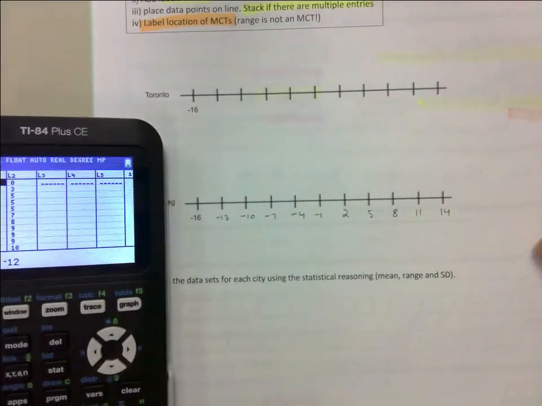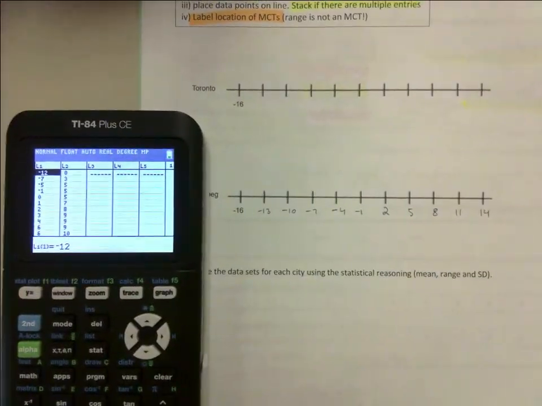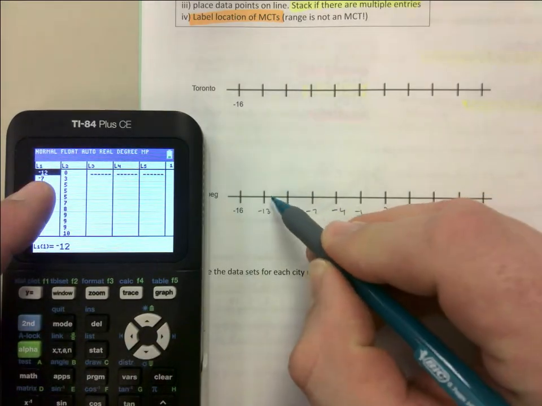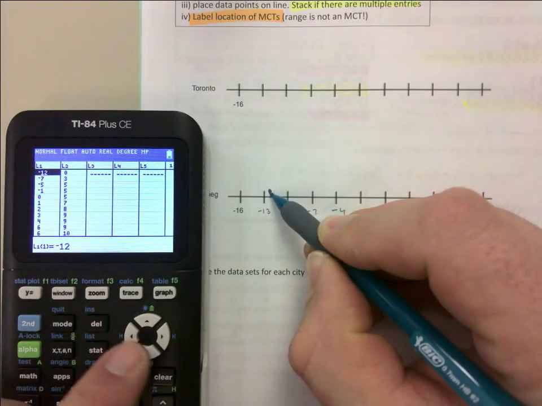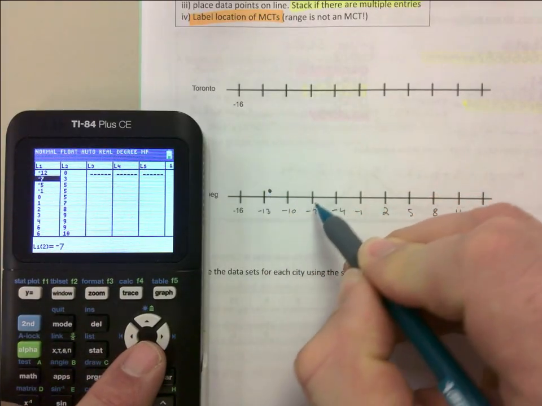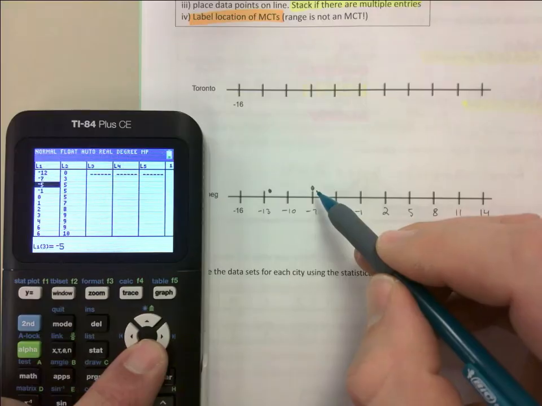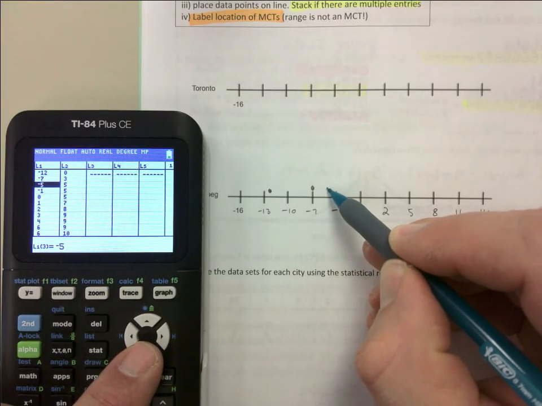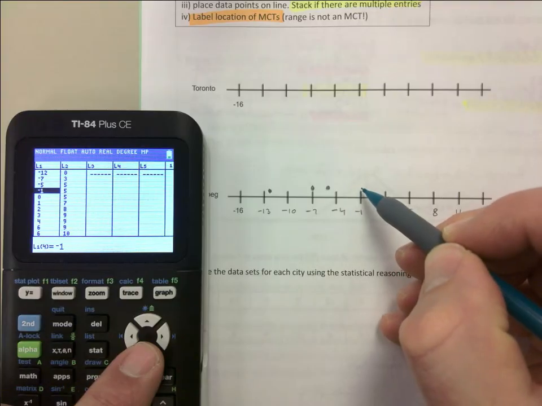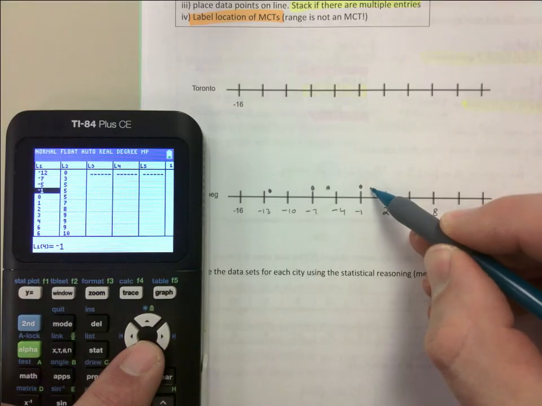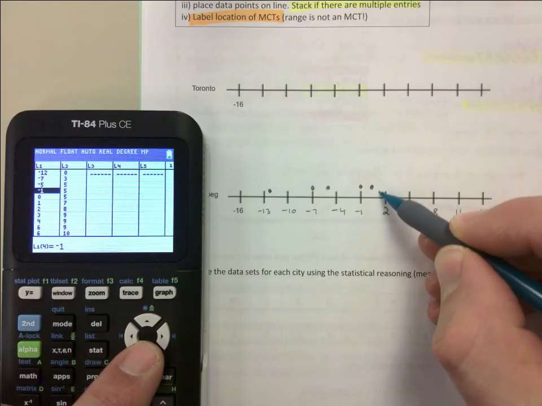So you grab your calculator. You have it right next to your sheet right here. And guys, this is just putting dots down. Negative 12 is somewhere over here. Negative 7 is actually right here. Negative 5 is somewhere here. Negative 1 is right on this line. 0 is right there, because I'm imagining that 1 is right here.